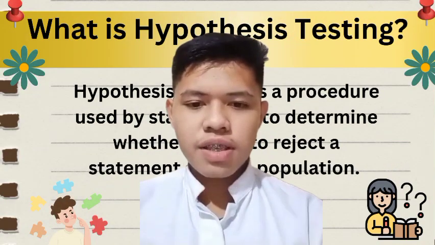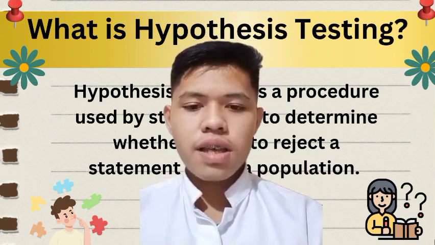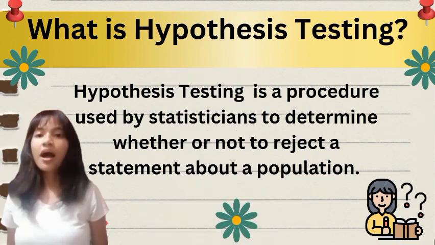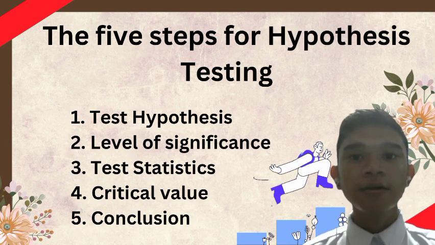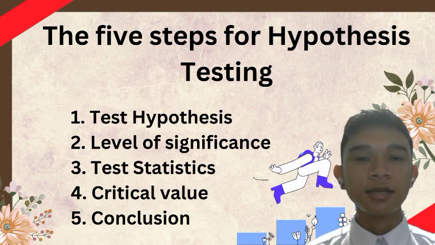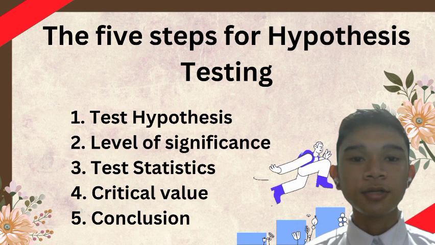If you are wondering what is hypothesis testing, my co-researcher Audrey will explain what is hypothesis testing. Hypothesis testing is a procedure used by statisticians to determine whether or not to reject a statement about a population. There are 5 steps in hypothesis testing. Step number 1 is test hypothesis. Step number 2 is level of significance. Step number 3 is test statistics. And step number 4 is critical value. And step number 5 is conclusion.